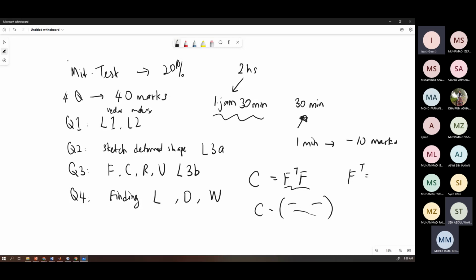And submission within 30 minutes, 1 minute late minus 10 marks. Yang ni for real. Siapa yang pernah ambil subjek dengan saya, this is real. Tak main-main, walaupun bulan puasa.